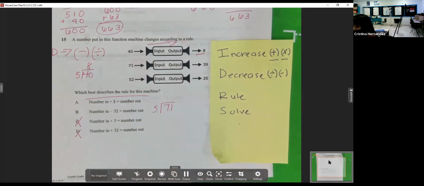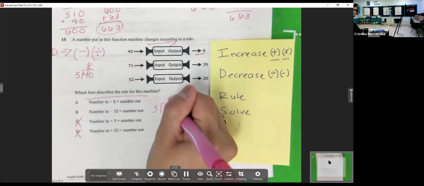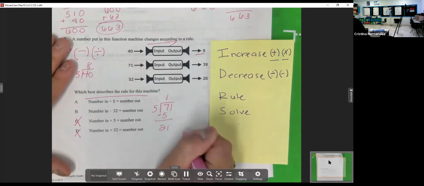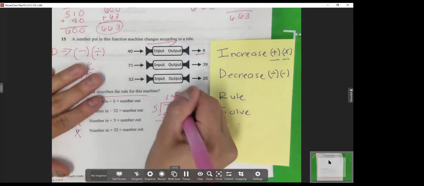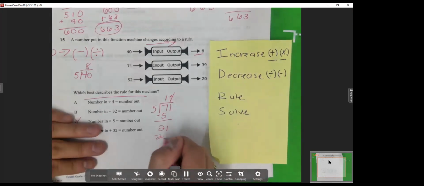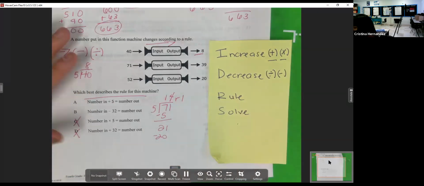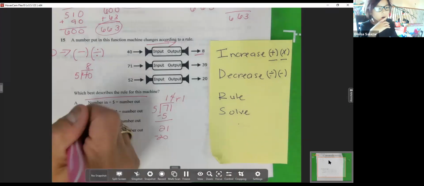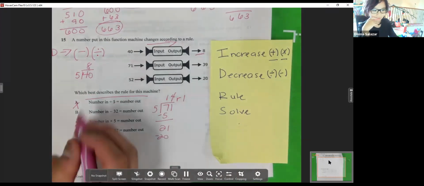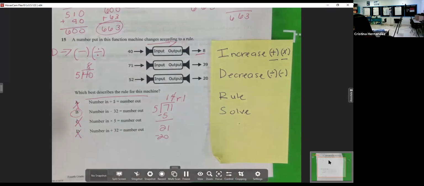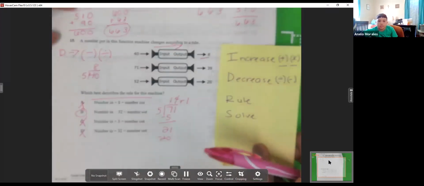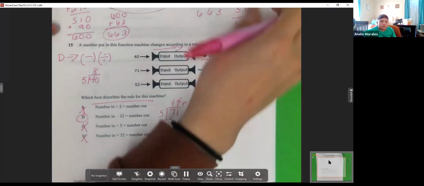I'm going to work this out. You get a weird answer. Remainder 1 is what you get. Is that what we got over here? No. So we got our answer. Remember, determine first, is it increasing? Listen, Ellie, you can keep going.